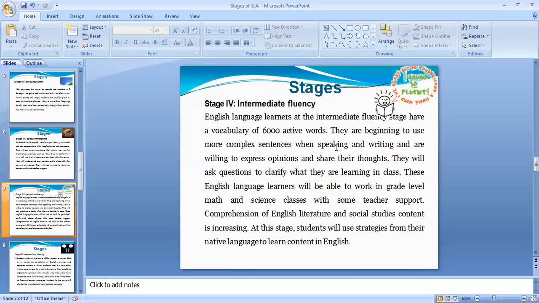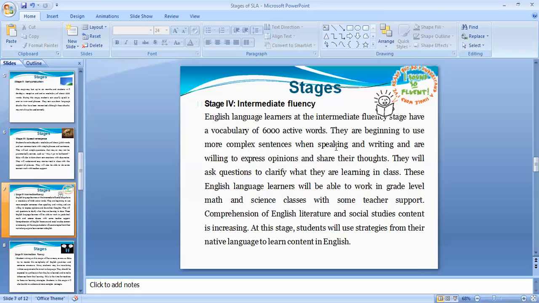Number four, the fourth stage, is the intermediate fluency stage. In this stage, learners are passing 3 years. That means they already passed 2 years in their previous three stages, and in this stage, the learners are adding an additional 1 year.